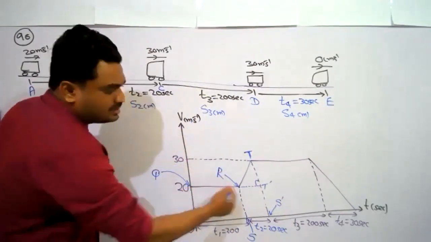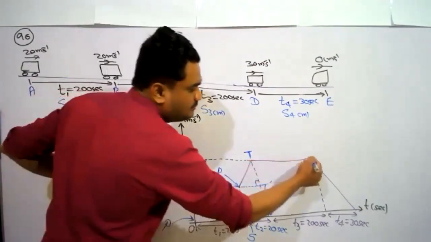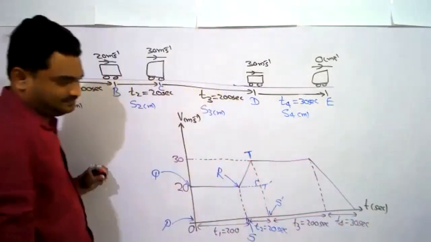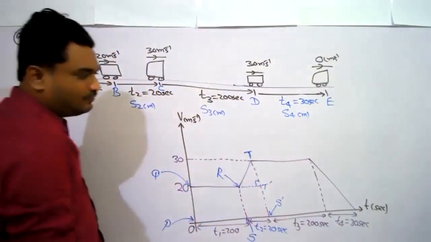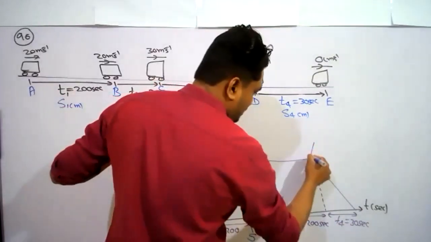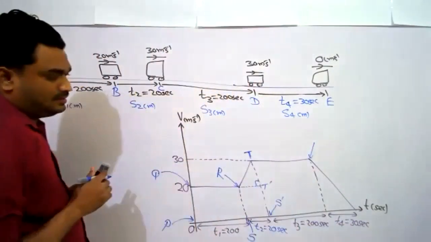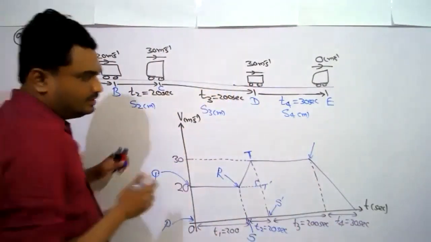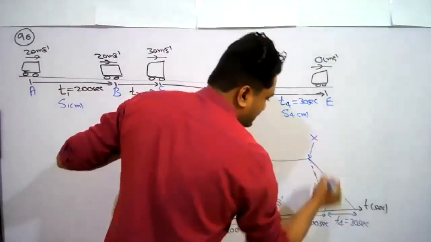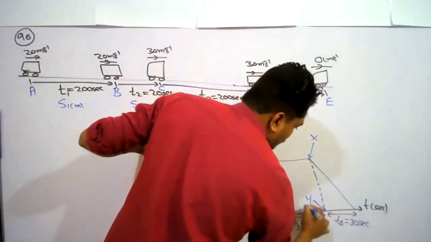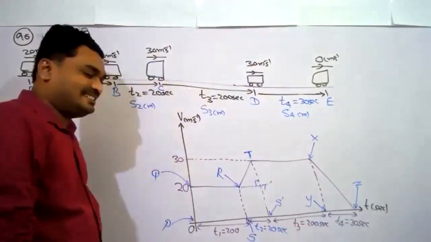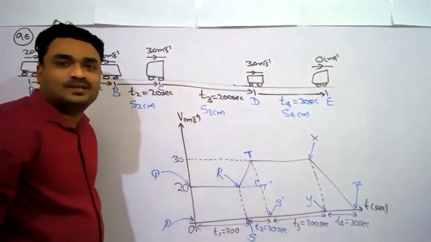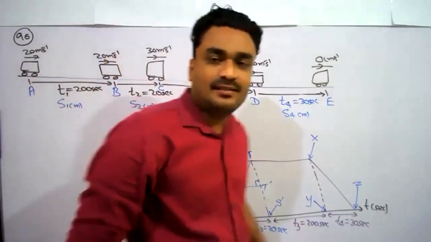So we will need these letters: constant velocity, acceleration, constant velocity, deceleration. T dash, S dash. And finally, let me take this as X, Y, Z. Perfect. Draw the graph, mark all the points.